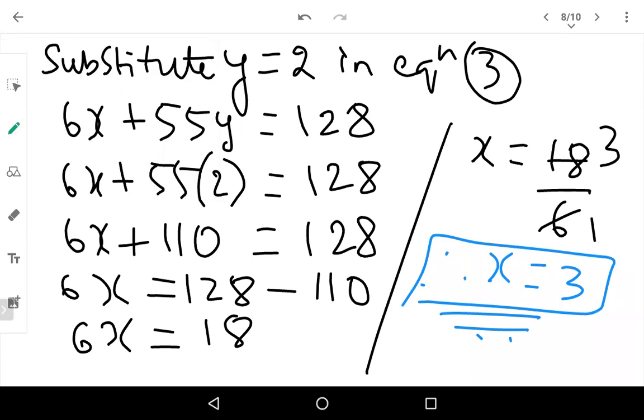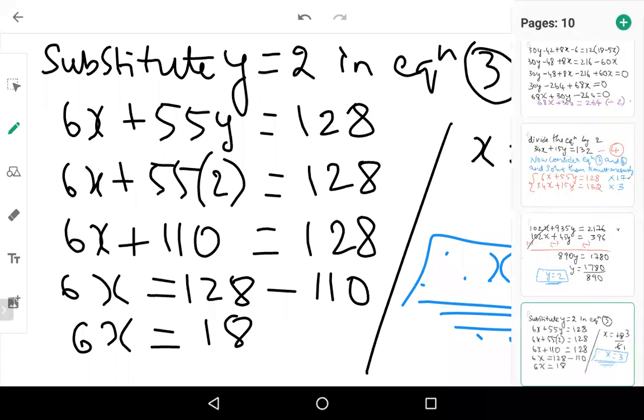Understood? Any doubts in the whole problem? No?